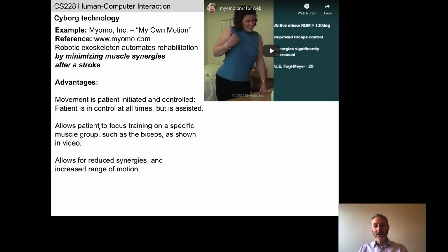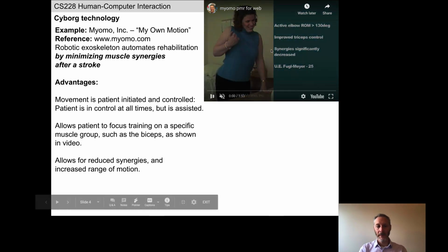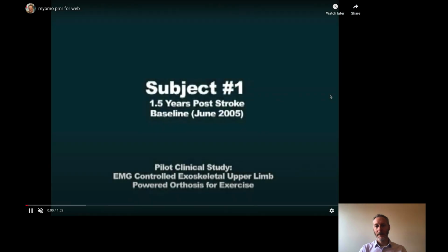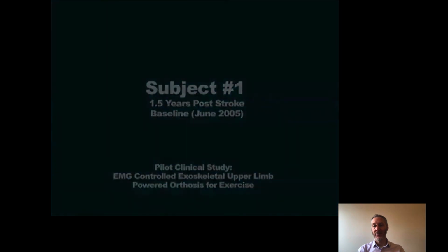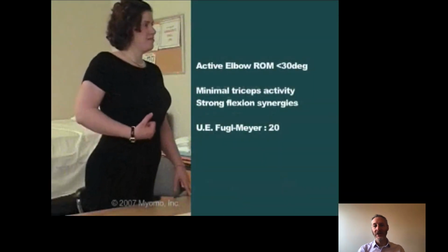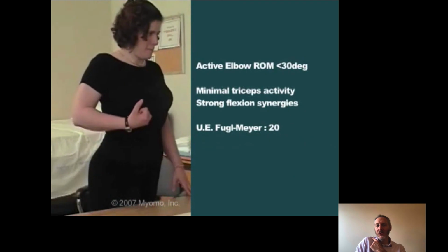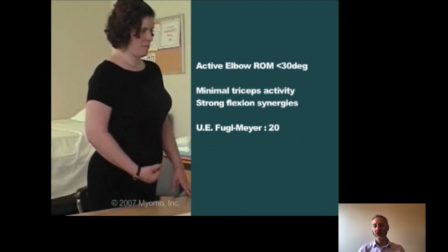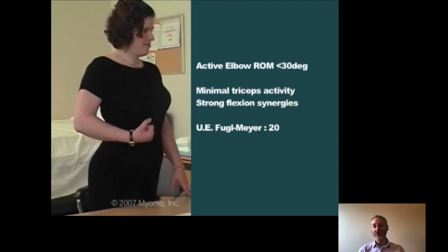And the device is designed to allow the patient to focus training on a specific muscle group. So one of the hardest things for a stroke patient is to try and flex the bicep, but not raise their shoulder, at least in this particular case. This is a year and a half after this particular patient has suffered a stroke. You'll notice that they're flexing their bicep, but also raising their shoulder. So you can see the synergy here.